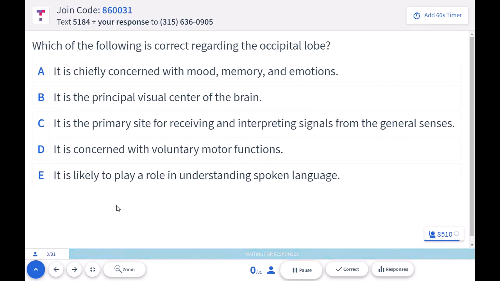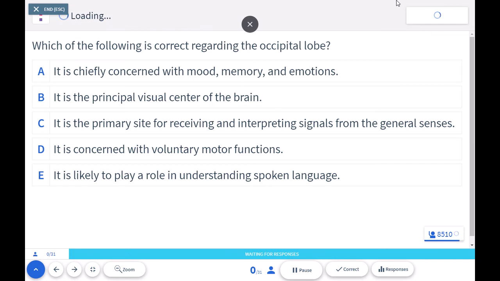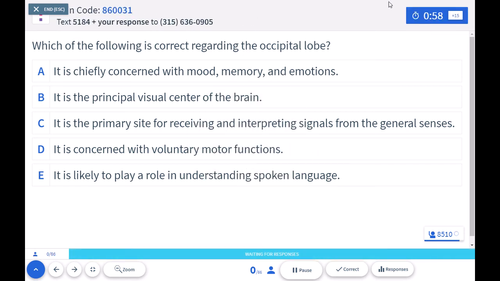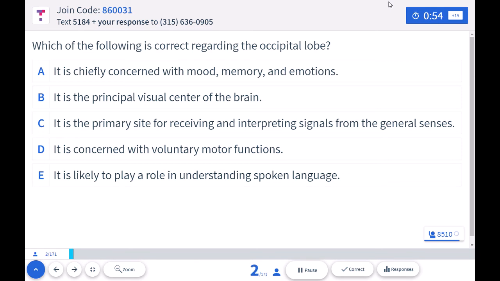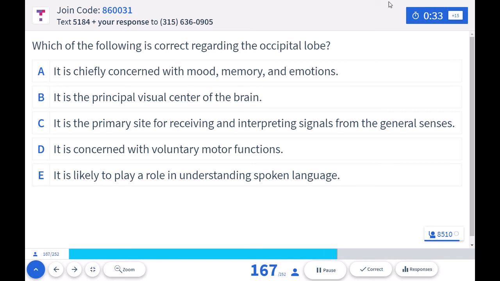So let's have a review question. Which of the following is correct regarding the occipital lobe? Is the occipital lobe concerned with mood, memory, and emotions? Is it the principal visual center of the brain? Is it the site for receiving and interpreting general senses? Is it concerned with voluntary motor movements? Or is the occipital lobe likely to play a role in understanding spoken language?